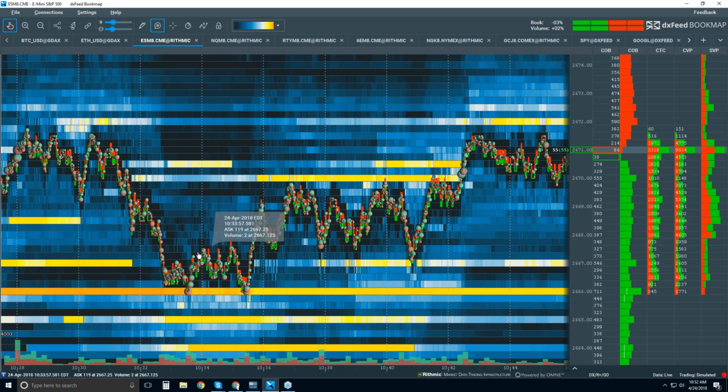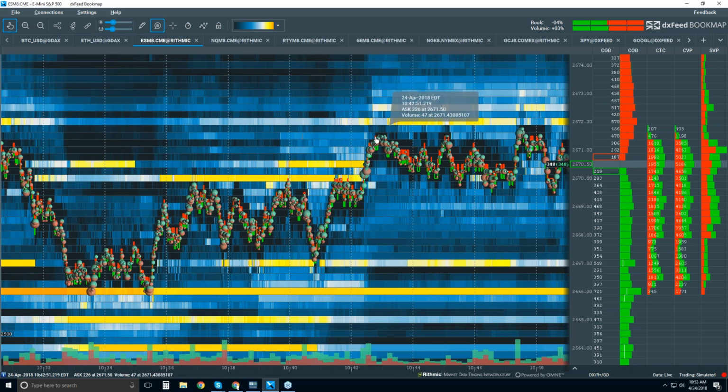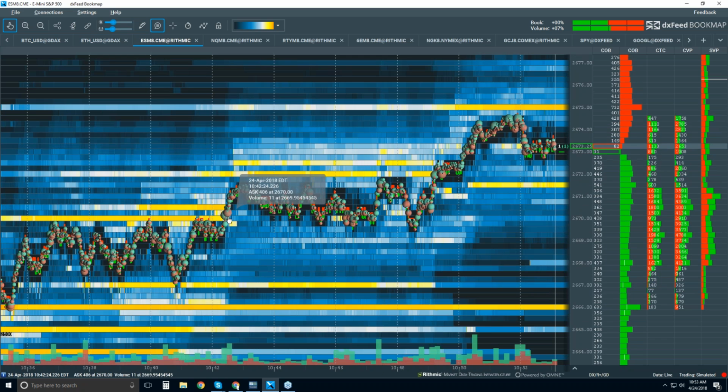We accepted above this area. We rotate back up when we find more buyers, and then they sweep the book here. And then look at the same structure here. This is just how the market works. This is very indicative of it.